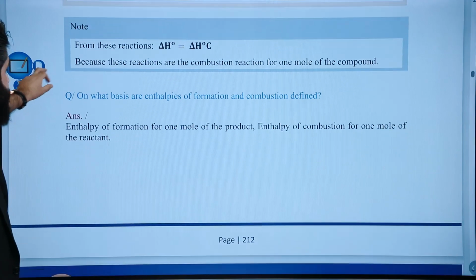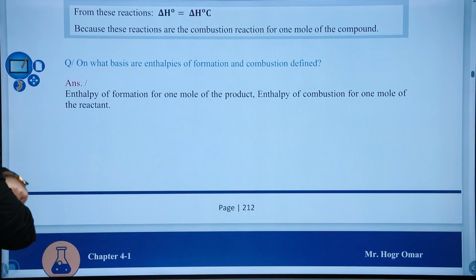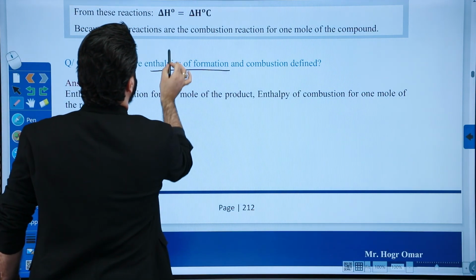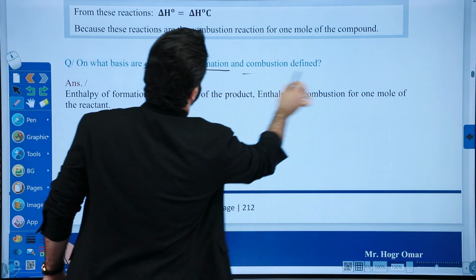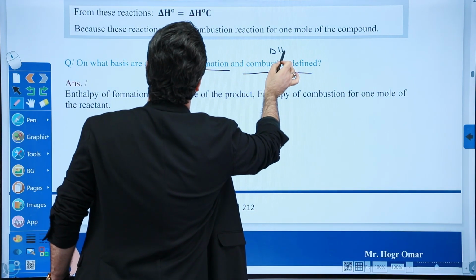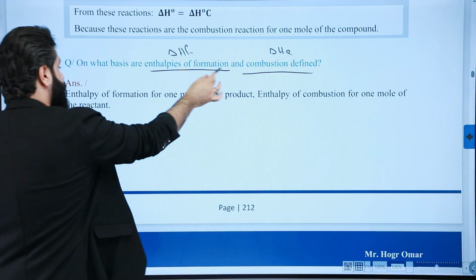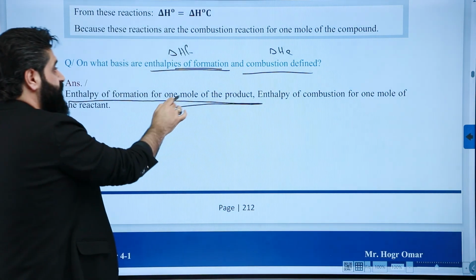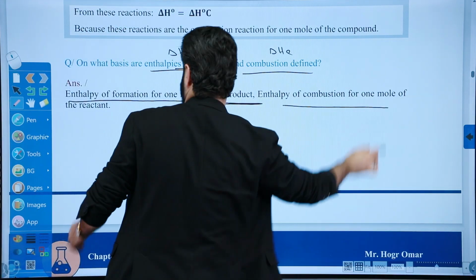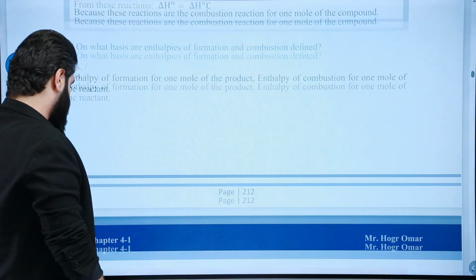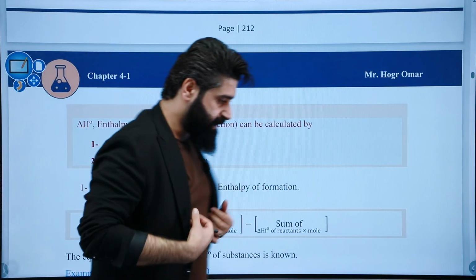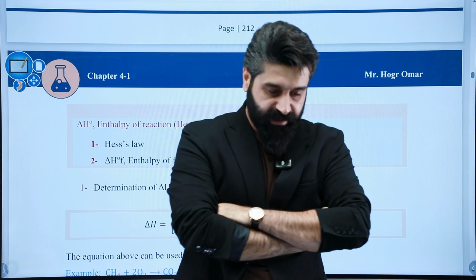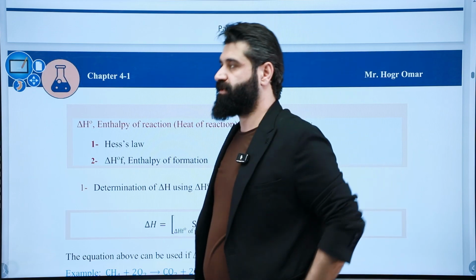Look. On what basis are enthalpy of formation and combustion explained? For the formation, we say 1 mole of the substance at the product side, but for the combustion, 1 mole of the substance at the reactant side. Then, inshallah, next lesson, I'm going to explain how to solve math problem questions or how to calculate the enthalpy, the value of delta H.